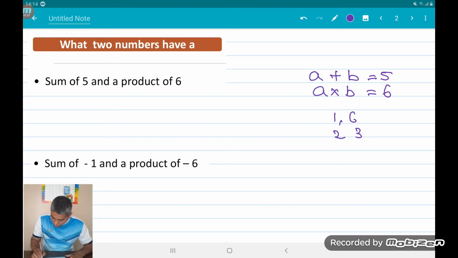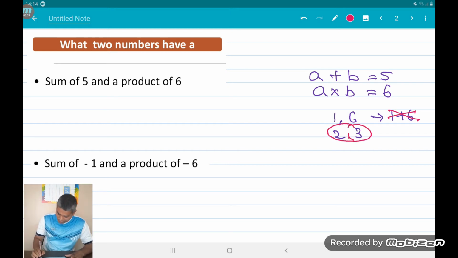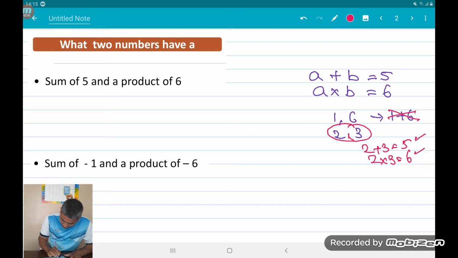If you add 1 and 6, 1 plus 6, what is the answer we are getting? That is 7. So, 1 and 6 is not the right answer. What about 2 plus 3? If you add them, are we getting 5? Yes, so 2 and 3 is the right answer. 2 plus 3 is 5, and 2 times 3 is 6. Both are working well. The numbers are 2 and 3.